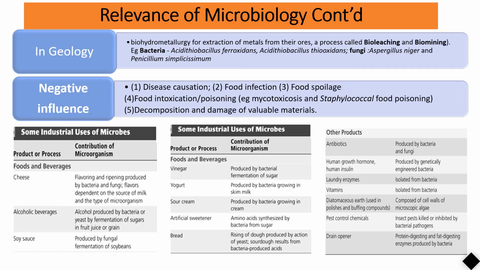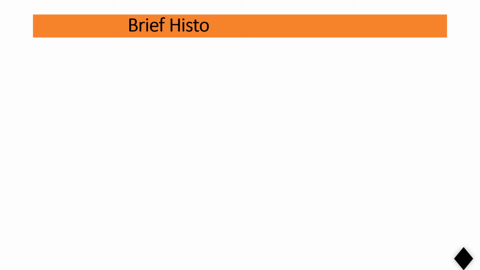So microbiology has great relevance to our lives, and hence the study of microbiology is very important. Now, having learned so much on the definition, scope, and relevance of microbiology, the next question we may ask ourselves is, how did microbiology start as a discipline? When was the study of microbiology started? Who are the scientists that contributed to the development of microbiology as a discipline? So this takes us to the next aspect of this presentation, which is a brief history of microbiology.